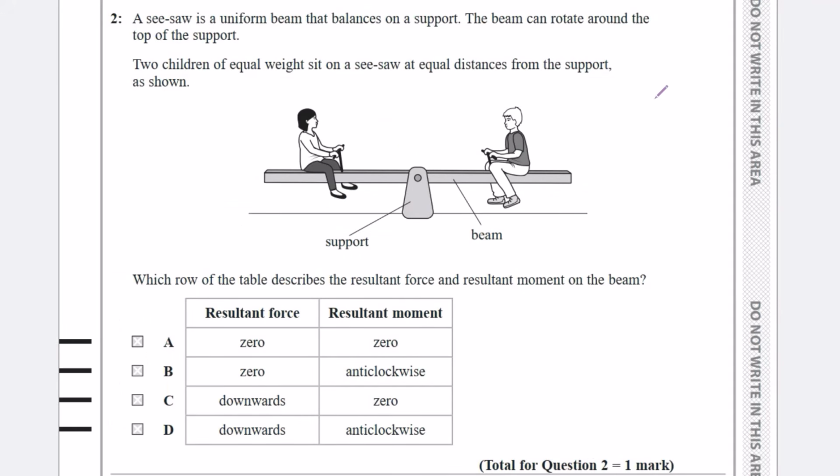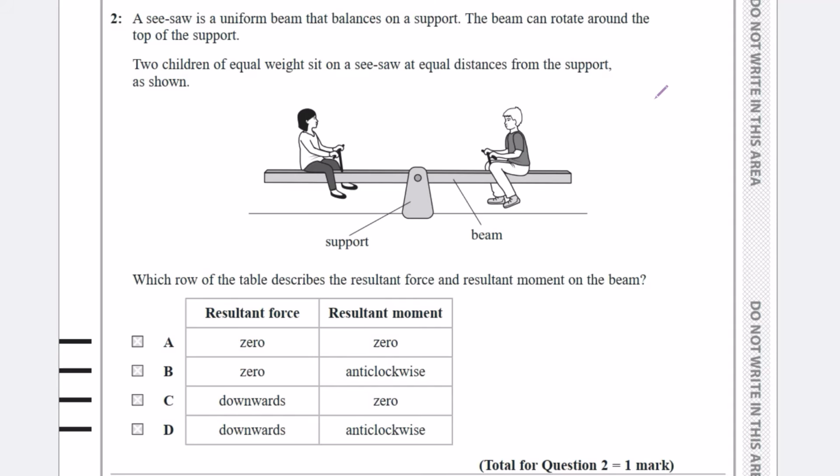Question 2 says, a seesaw is a uniform beam that balances on a support. The beam can rotate around the top of the support. Two children of equal weight sit on a seesaw at equal distances from the support. Right, so if they have equal weight and they're sitting at equal distances from the pivot, the body has to be in equilibrium, right? And when a body is in equilibrium, the resultant force is zero. Also, the resultant moment is also zero, right?